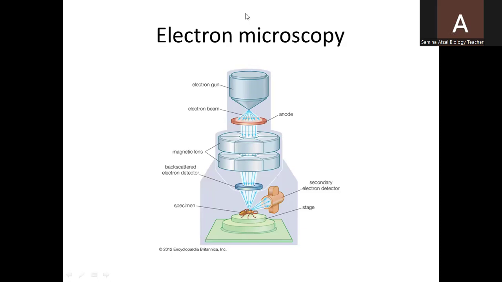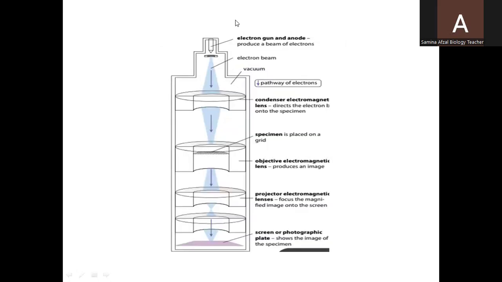The different parts of the electron microscope are the electron gun and electron beam. The electron gun will produce this electron beam, and there are magnetic lenses. Different magnetic lenses help in the production and magnification of the images on the screen or on the photographic plate. So these are the different parts which have been shown. Now I would like to move towards the functions of the different parts of this electron microscope.